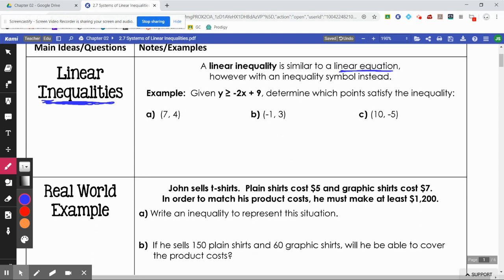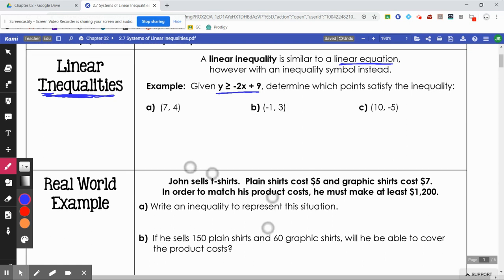So first off, let's work this example. It says, given this linear inequality, y is greater than or equal to negative 2x plus 9, determine which points satisfy. In the same way that with equations, you're going to have several points that satisfy an equation, inequalities work the exact same way. So to see which of these satisfy, we're simply going to plug them into our linear inequality, plug in the x, plug in the y, and see if it forms a true statement.